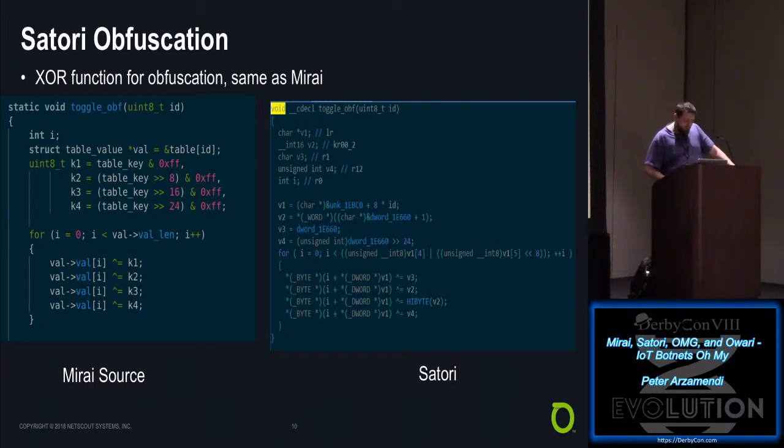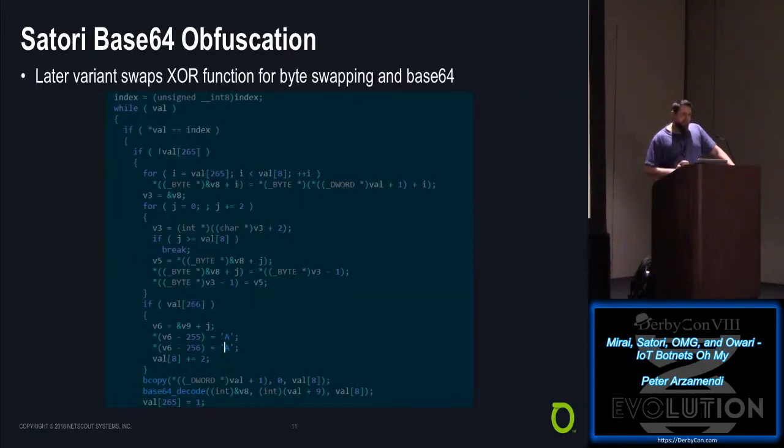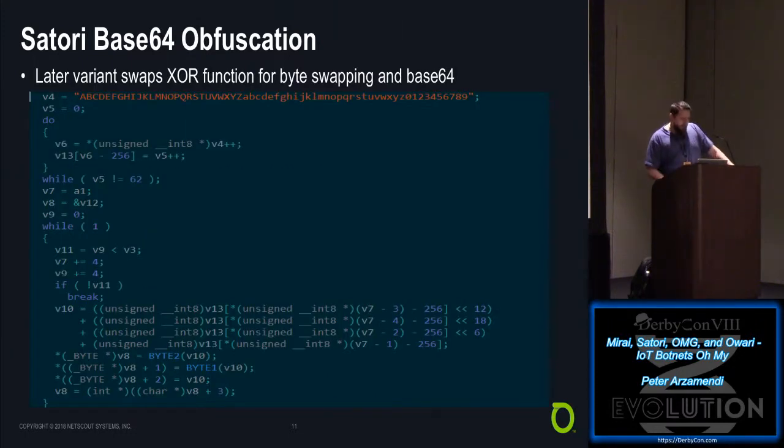In later variants, though, Satori swapped out its XOR function for a bit swap, which we see in the pseudocode here. So it would swap the bits, and then it would call this base64 encode or decode function, and it would encode or decode the actual string itself. And here's the base64 encoder or decoder. As you can see, nothing special. It's nothing revolutionary, just reusing basic techniques.